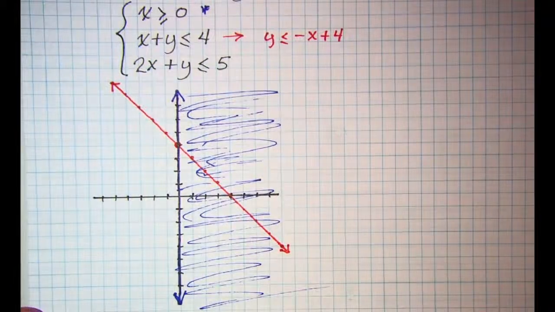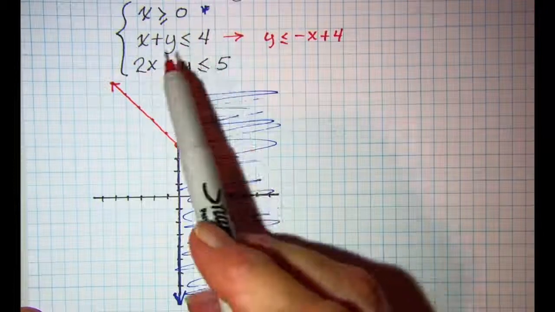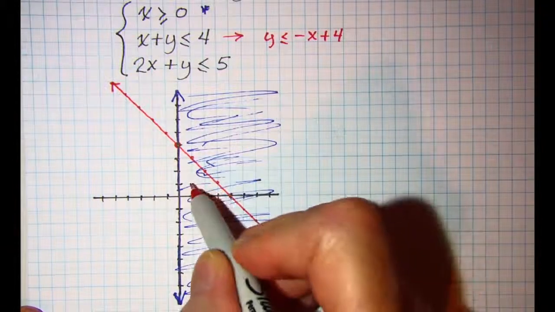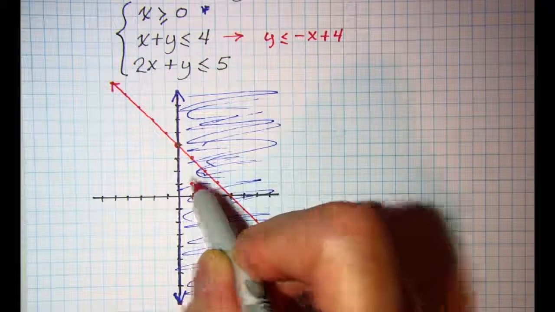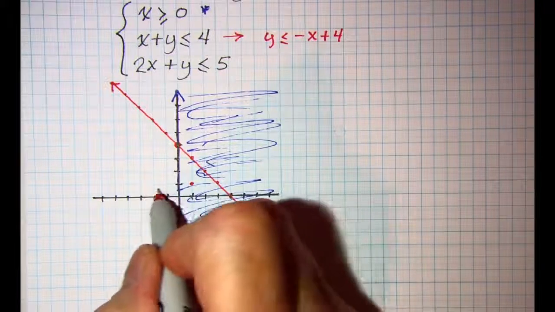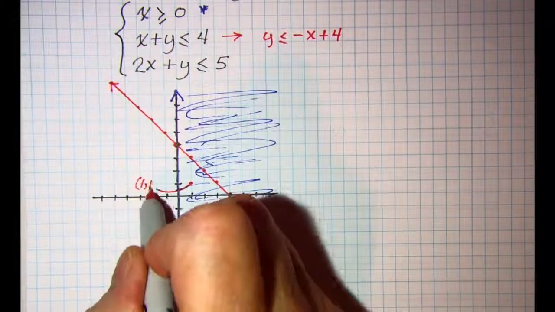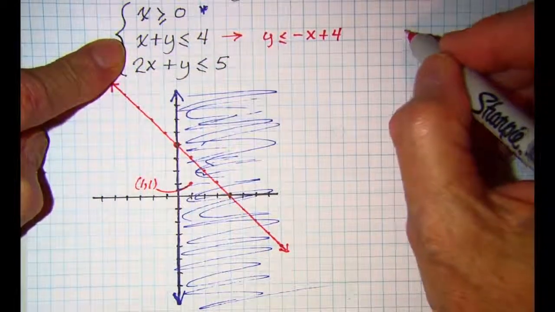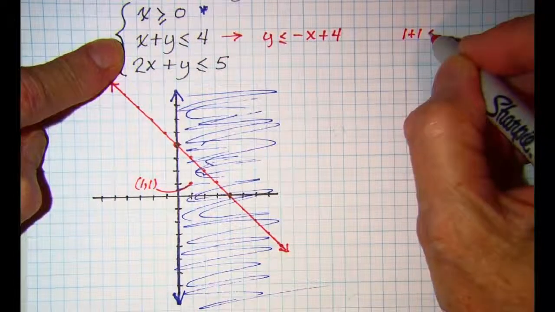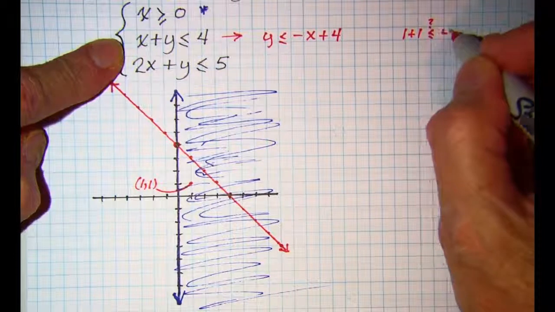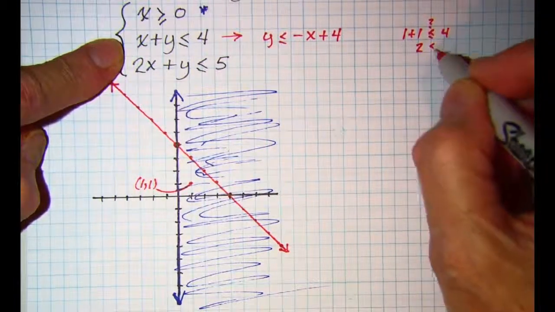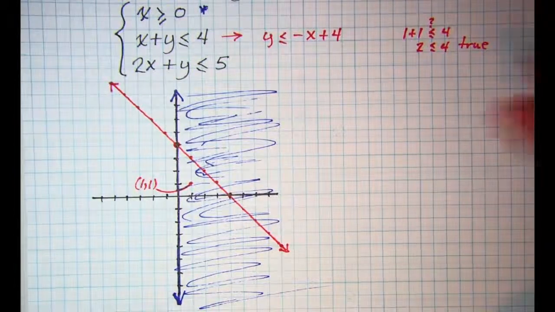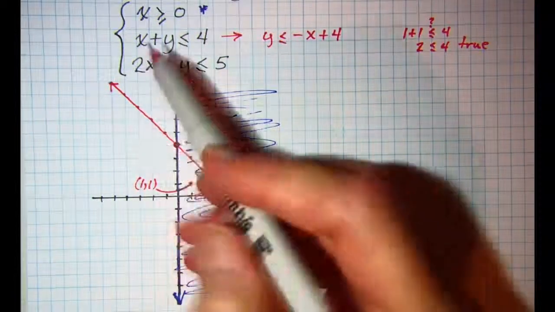Now to decide what side to shade on, I'm going to pick a point. Let me pick the point 1, 1. And I'll put that back into my inequality, 1 for x and 1 for y, and see if that's a true statement. So 2 is less than or equal to 4. That's a true statement. So I'm going to shade on the side of my point.